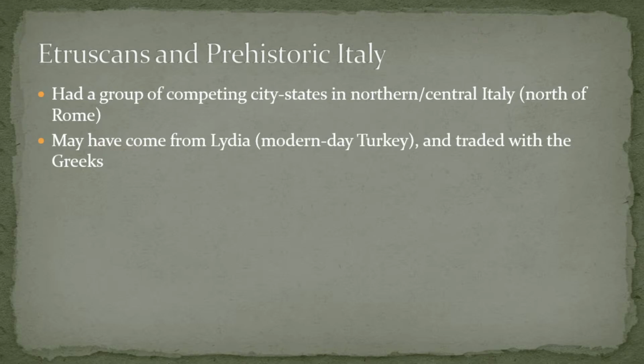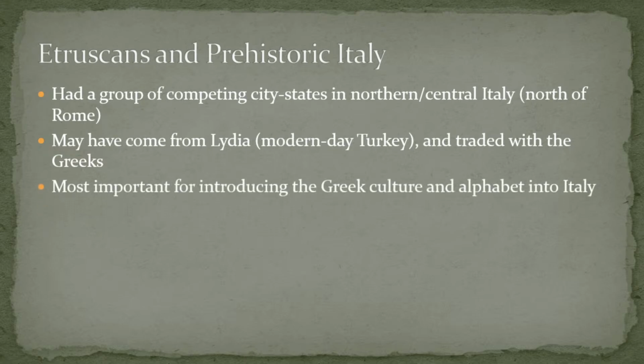We believe, based on archaeological evidence and anthropological data and whatnot, they may have come from Lydia, which is modern-day Turkey, Asia Minor, as it's also called. They traded with the Greeks because there was Greek coinage and some Greek style art and pottery found in this region from, again, way back. Again, though, this being prehistoric, so we don't have any actual written records of this era yet.